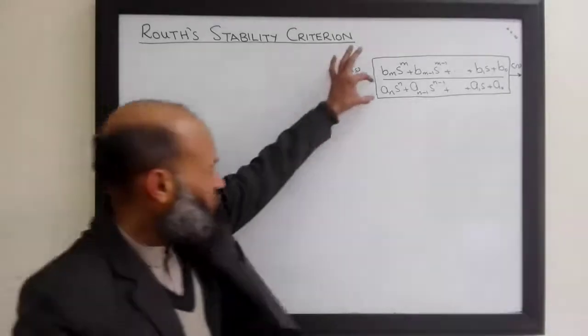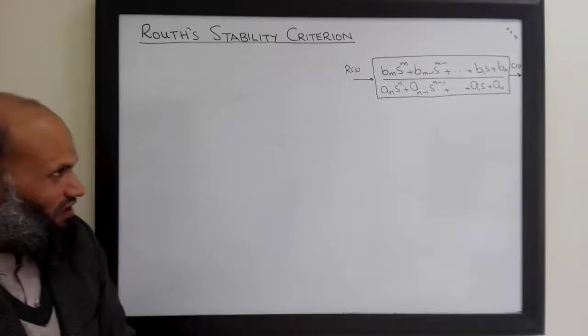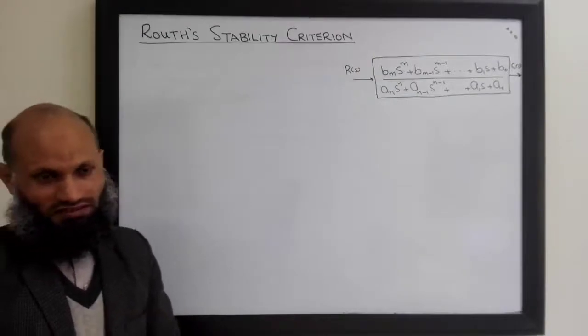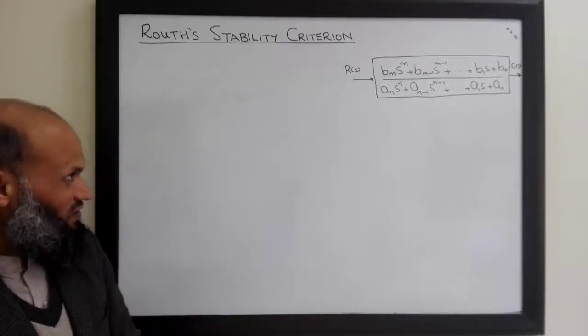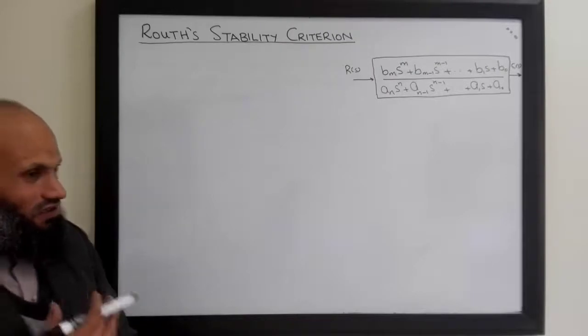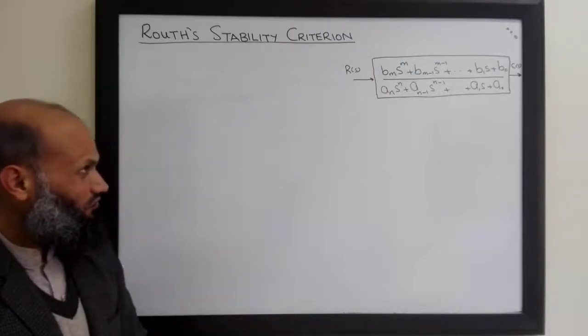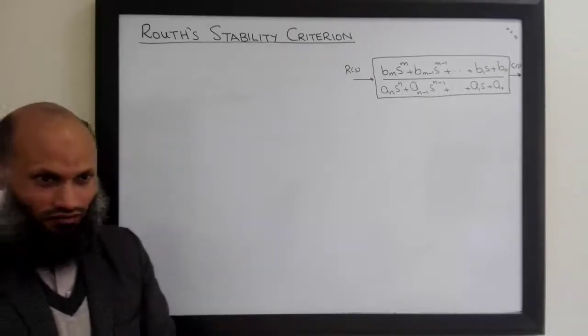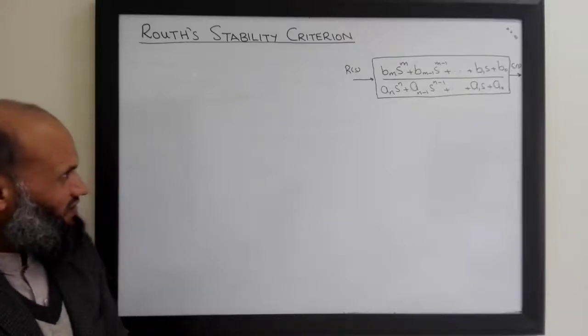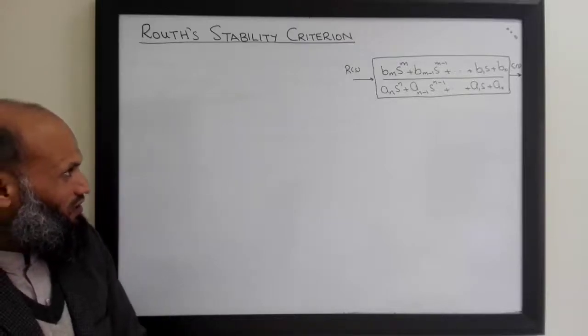Poles are the roots of this denominator polynomial. If any of the poles has positive real part, then the response of the system will be unbounded for a bounded input. That is, the system is unstable.